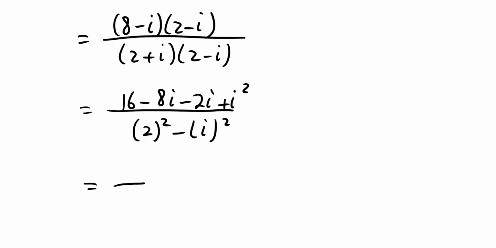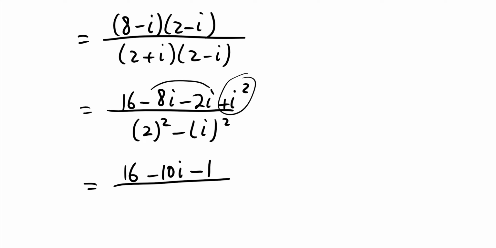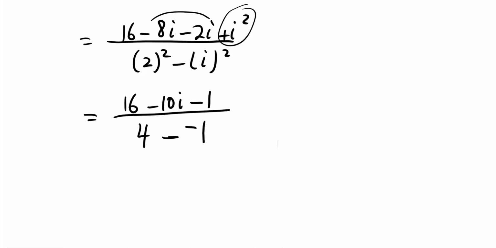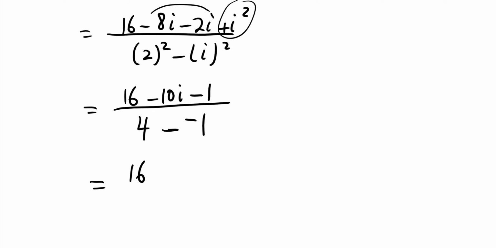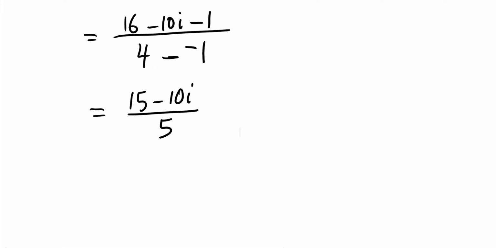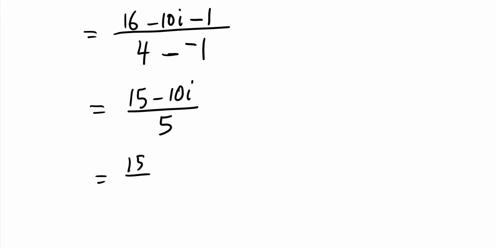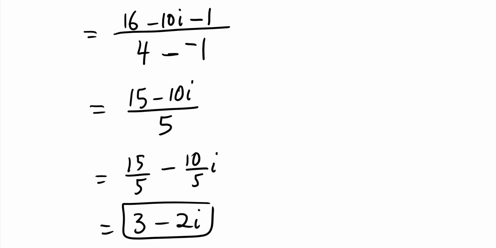So let's see. On the top, what do we have? 16. These two can be combined to minus 10i. And i squared is negative 1, so minus 1 over 2 squared is 4 minus i squared is negative 1. See what we get. 16 minus 1, I can combine them, make it 15 minus 10i. Denominator 4 plus 1 is 5. This is not in a standard form. So what we have to do is we are allowed to break this first one over 5, second one over 5. And this gives us 3 minus 2i. So that would be in standard form.